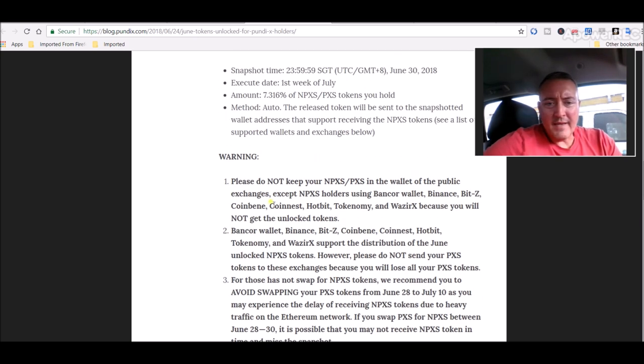Bit of a warning right here. Of course, I keep mine on Binance, so I'm good. But number one, please do not keep your NPXS or PXS coins in a wallet of a public exchange, except for NPXS holders using Bancor, Binance, BitZ, Coinbean, CoinNest, Hotbit, Tokonomy, and WazirX. I never heard of that one, because you will not get unlocked tokens. So basically, if you hold them on these listed exchanges, you're okay. If not, get them off those exchanges, whatever those may be. That's about the main, the big one right there.